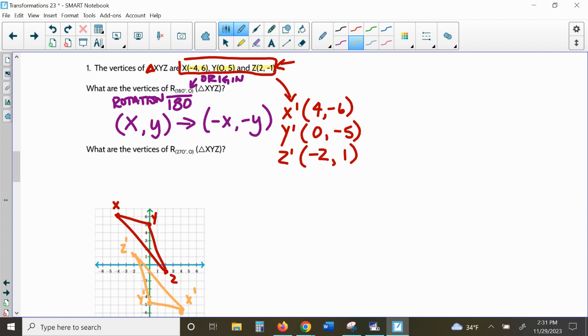Make sure he looks like he's the same size and shape. He looks like he is spun about halfway around a circle, so I think he looks good. Remember, if he looks weird, then redo him. Okay, what are the vertices of this rotation?